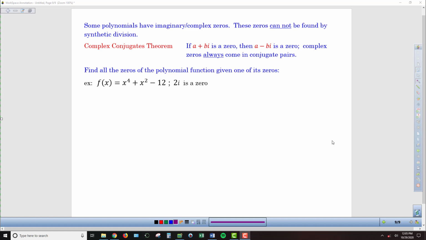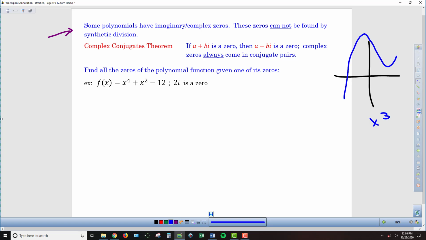Some polynomial functions have imaginary or complex zeros, and so we can't find these by synthetic division. So what does that mean for a graph? Well, if I have a cubic function, so let's say the highest exponent was x cubed, and I graphed it and ended up with a graph that looks like this. When I look at that graph, I only see the evidence of one real zero, but I'm supposed to have 3 if my highest exponent is 3.